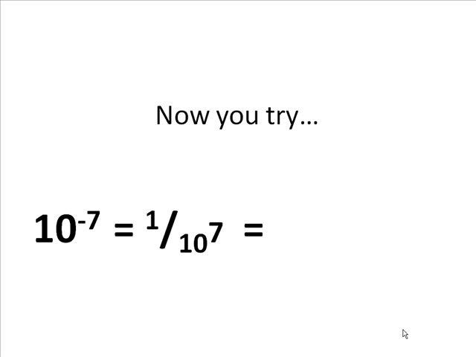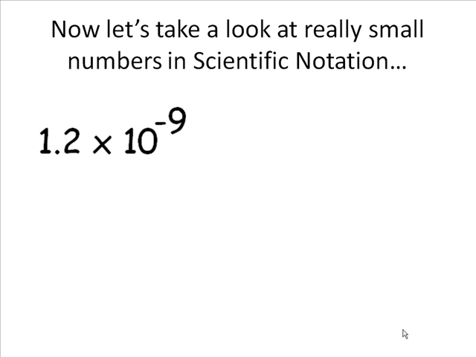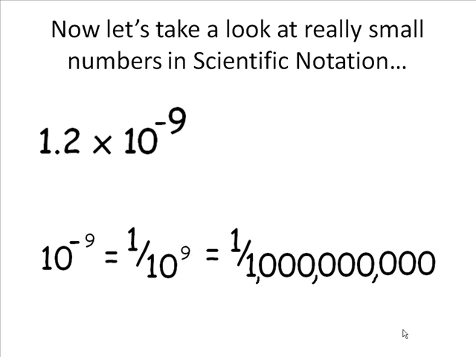1 is in the numerator, and 10 to the 7th is in the denominator. Your answer would be 1 10,000,000th. Now let's take a look at another one: 1.2 times 10 to the negative 9th. You already know that 10 to the negative 9th is 1 over 10 to the 9th, which is 1 billionth.